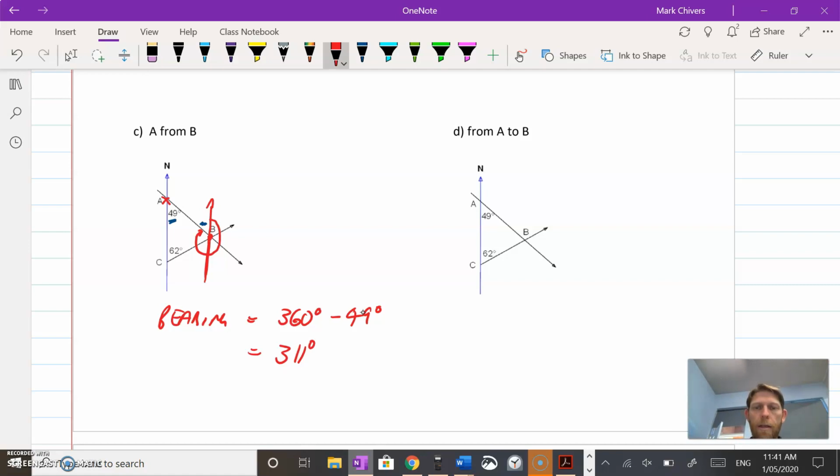Okay, and from A to B, there's where I am, that's A, and I'm looking at B. So I need this angle here, which is going to be the full 180 degrees around to south, minus the 49 degrees that's given in the question there. So that's going to be 131 degrees.